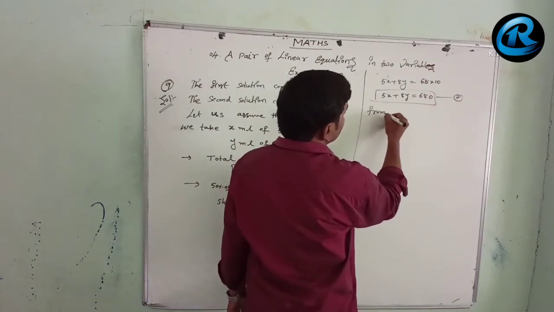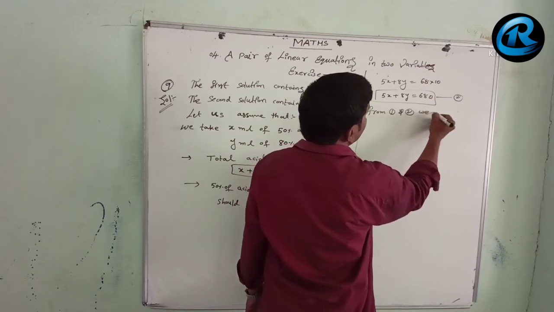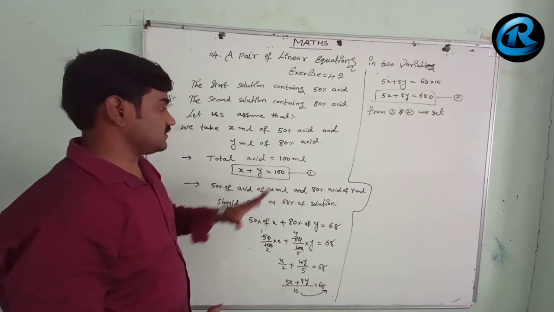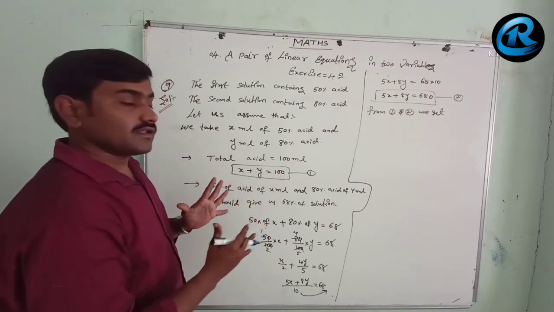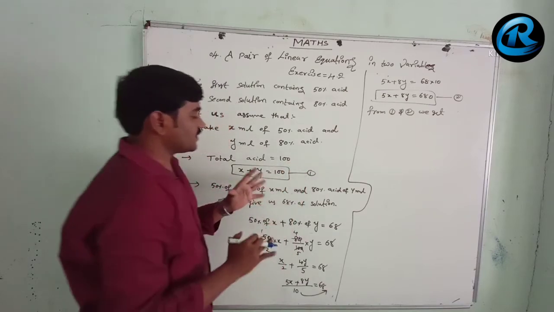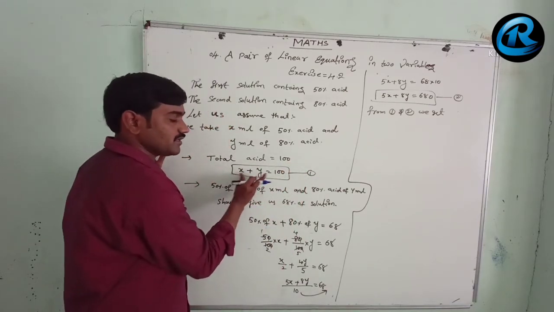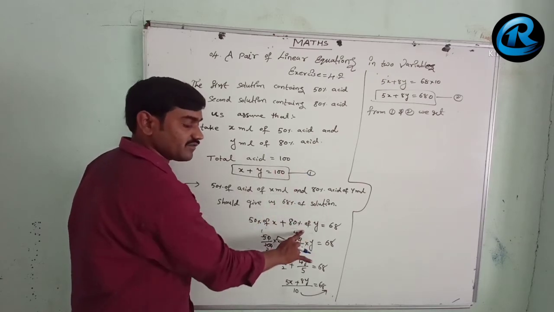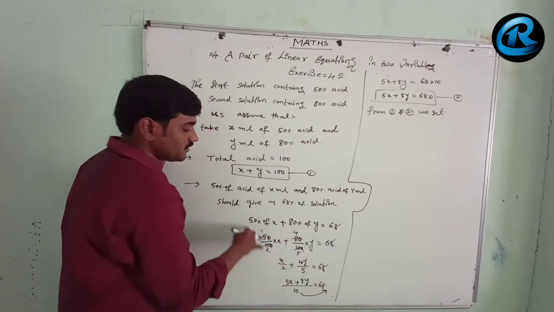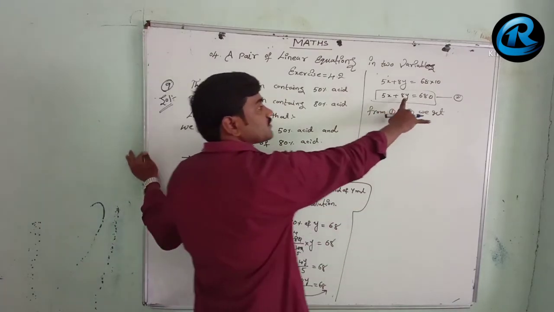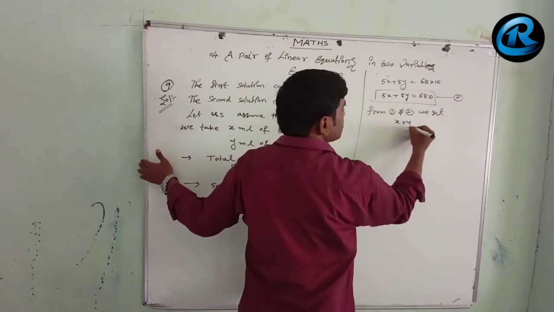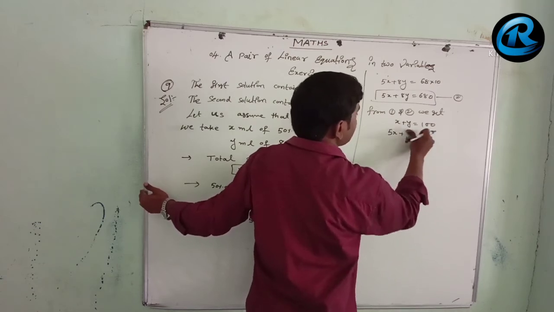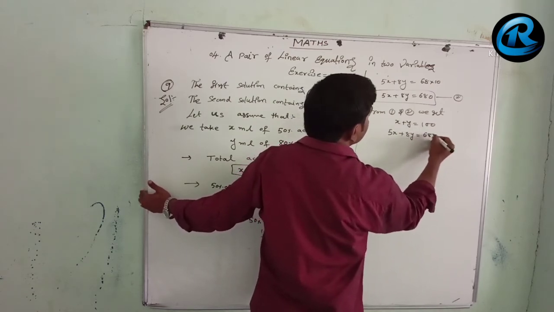From 1 and 2 now. x plus y will give us 100 ml, 100%. Then 50% of x we have to take and 80% of y we have to take, that equals 68. Then you simplify, we get 5x plus 8y equal to 680. First one: x plus y equal to 100. The second one: 5x plus 8y is equal to 680.